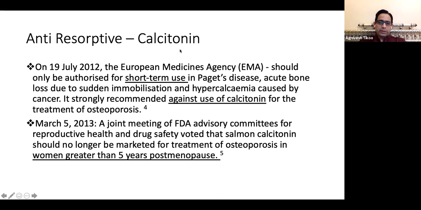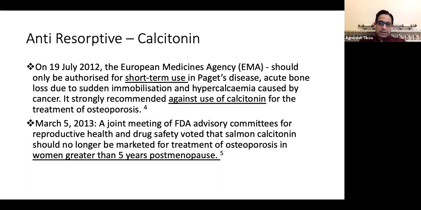Now coming to a very important thing, calcitonin. Calcitonin as an anti-osteoporotic is not recommended. Both the European agency and the FDA have banned the use of calcitonin for osteoporosis. It is meant to be used in very few circumstances. One is in Paget's disease to prevent acute bone loss, and it is given to decrease the calcium if there is a hypercalcemia. If you have a patient with multiple myeloma, calcium is running very high, you give calcitonin to suppress it.